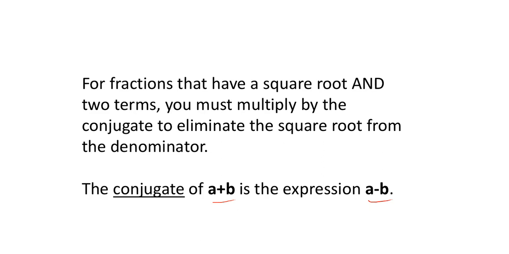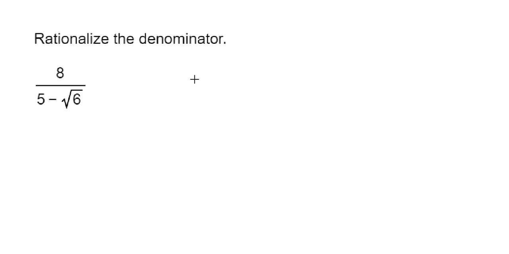All right, so let's take a look at an example of this type of problem. We have 8 over 5 minus the square root of 6. The conjugate of 5 minus square root of 6 is going to be 5 plus square root of 6. So to rationalize this denominator, you can't just multiply by square root of 6. Let's talk about why that doesn't work.